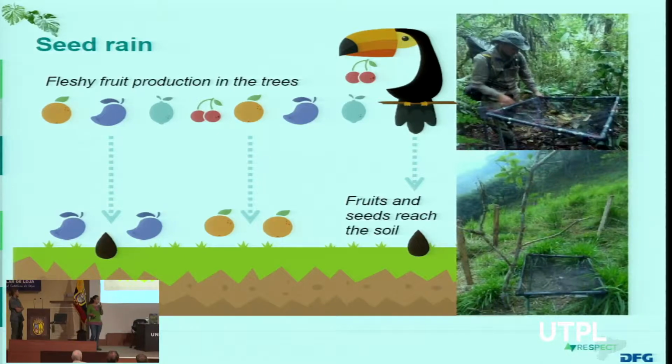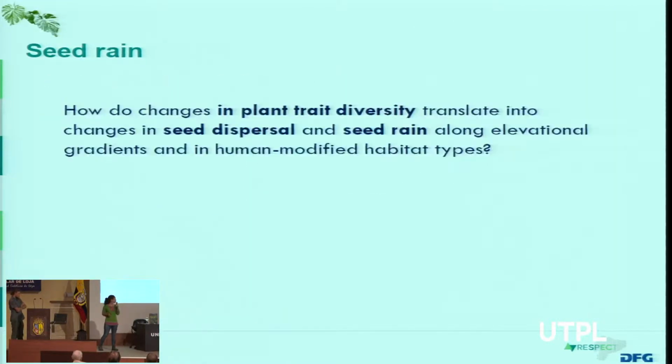So for a better explanation, I just want to say that plants produce fleshy fruits, and then animals feed on these fleshy fruits, and when they are defecating or regurgitating the seeds, they are contributing to the amount of seeds that actually reach the soil. So this is what we call seed rain.